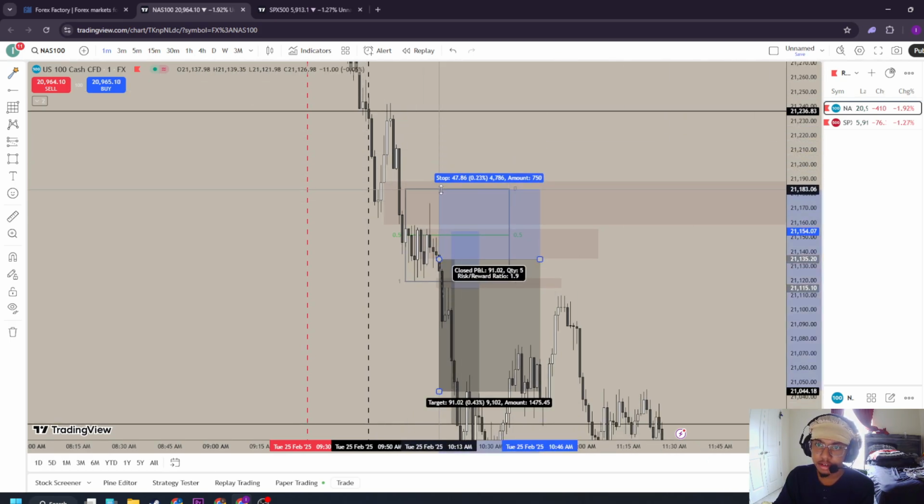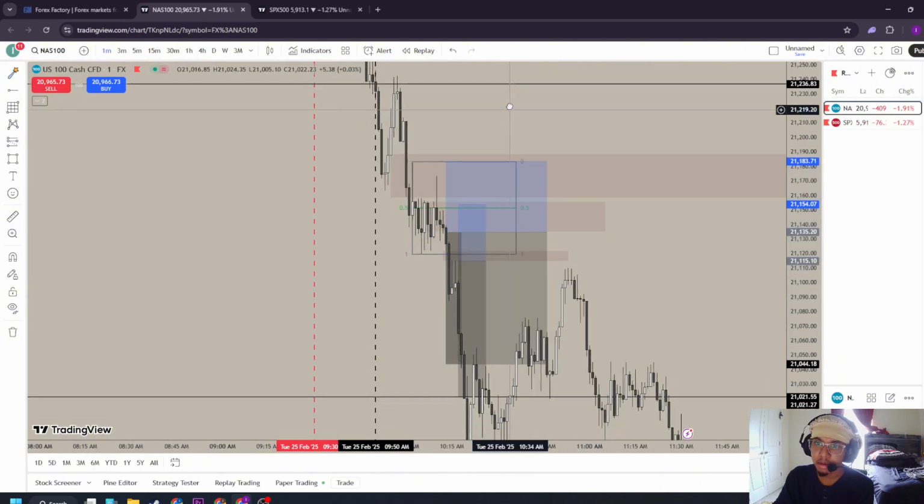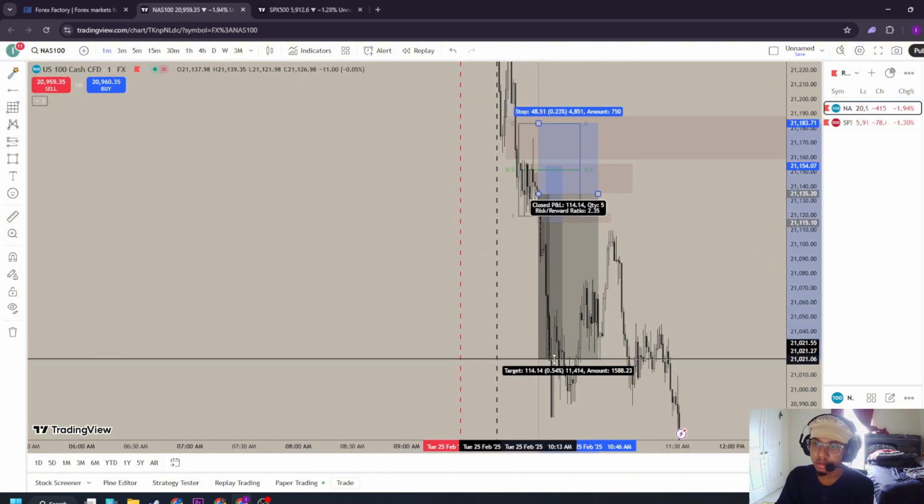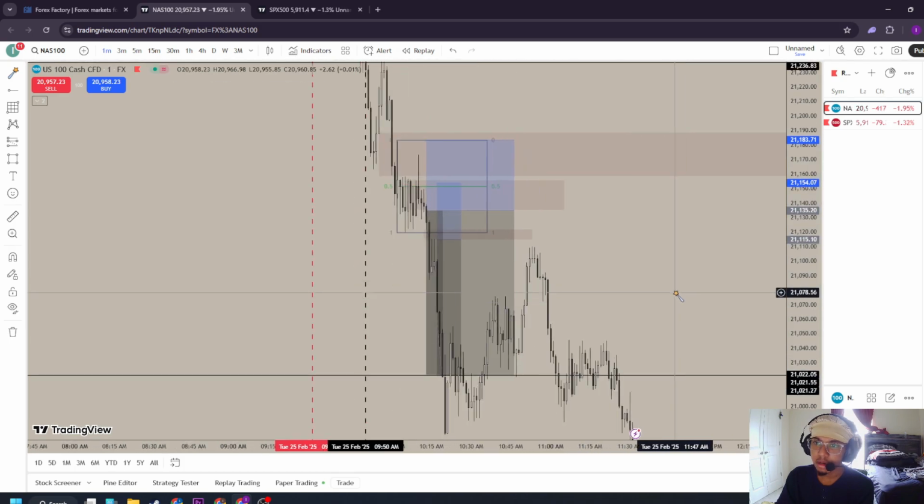I have to be retraced, and then I put my stops literally above the 1 minute equilibrium since that's literally what's holding me up. And then boom, this would have been a calm, unrisked 2RR.